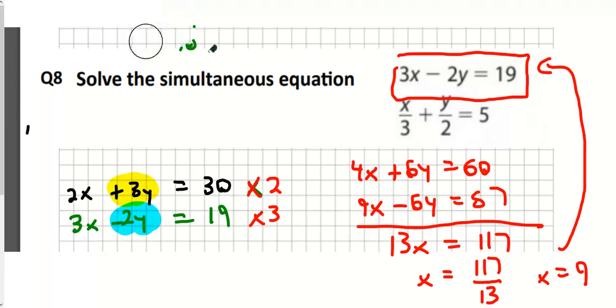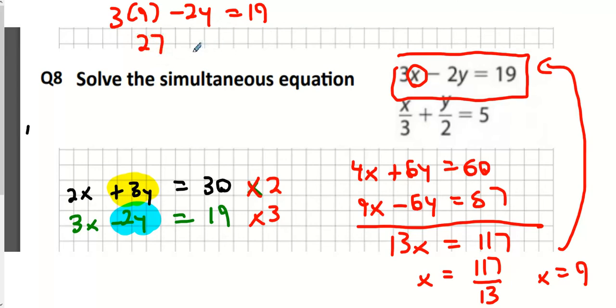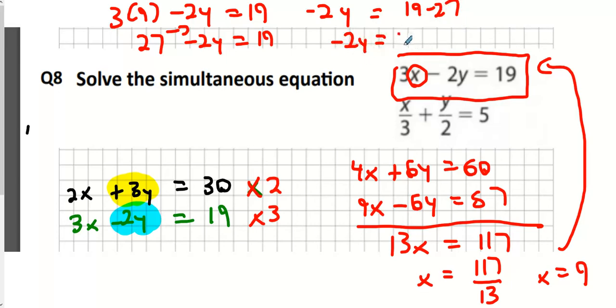So it's going to be 3 times 9, because we're replacing this x value here with 9. 3 times 9 minus 2y equals 19. 27 minus 2y equals 19. Bring the 27 to the other side. So it's going to be minus 2y equals 19 minus 27, so minus 2y equals minus 8. Multiply both sides by minus and you get 2y equals 8. Divide 8 by 2 and you get y equals 4. Okay, and that's that one done.